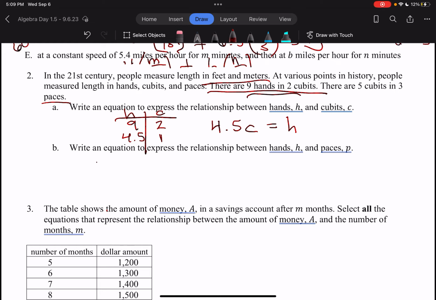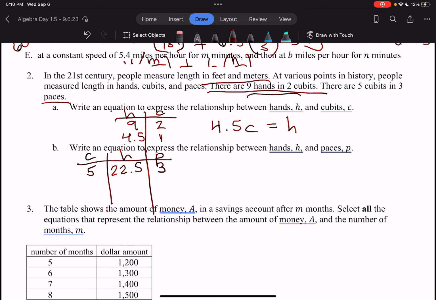All right, now the next one says to express the relationships between hands and paces. So let's go ahead and expand this table a little bit, and we'll have cubits, hands, and paces. And it gives us the fact that there are 5 cubits in 3 paces. Well, we know that there's 4.5 hands in every cubit. So to find out this number of hands here, we would say 5 times 4.5 gives us 22.5 hands. Okay, so in 3 paces, there's 22.5 hands.